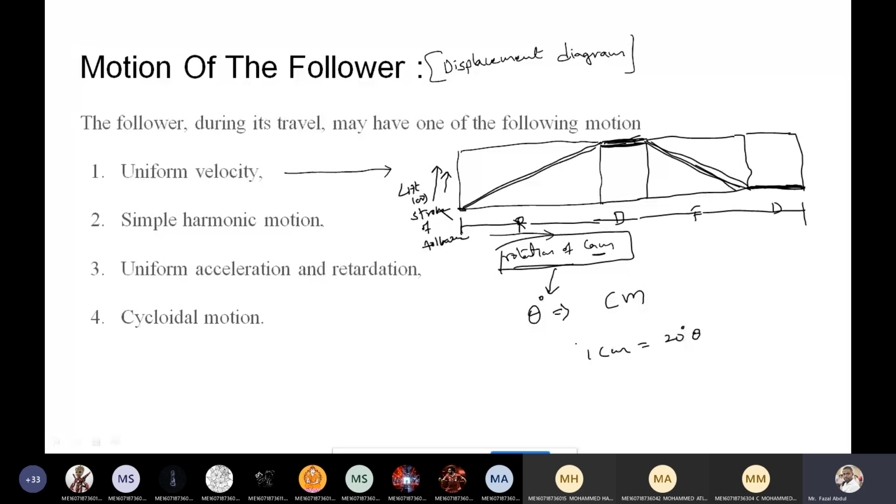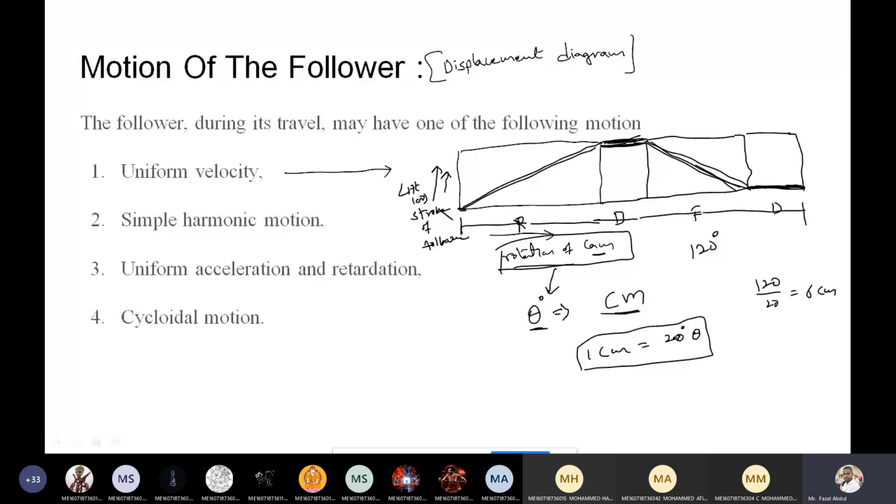Okay, 20 degrees. For 120 degrees of rotation of the cam, how much is it? 120 by 20 degrees gives a 6 centimeter line that we need to draw on the paper. Like that, we need to convert the degrees into centimeters. So it is better you follow 1 centimeter equal to 20 degrees.